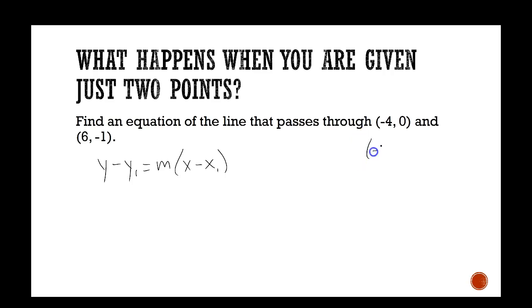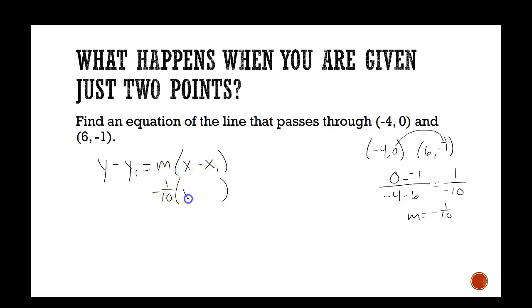So figure out what is the slope between these 2 points. And you do that by taking the difference of your y's over difference of your x's. So 0 minus a -1. Those are your y's. And then -4 minus 6. That's going to give you a 1 on top, and it's going to give you a -10 on bottom. So your slope is -1/10. So now I know what that m is. So I'm on the track to do it.